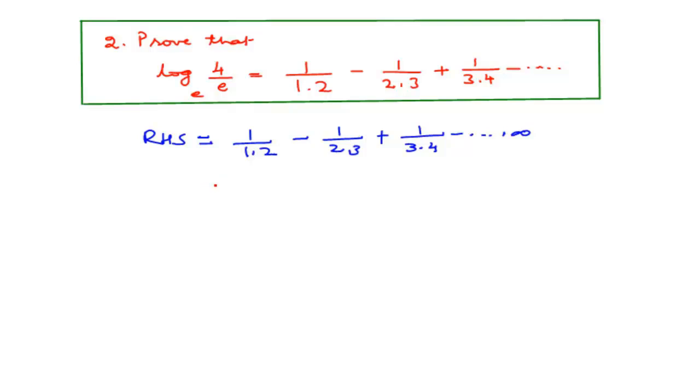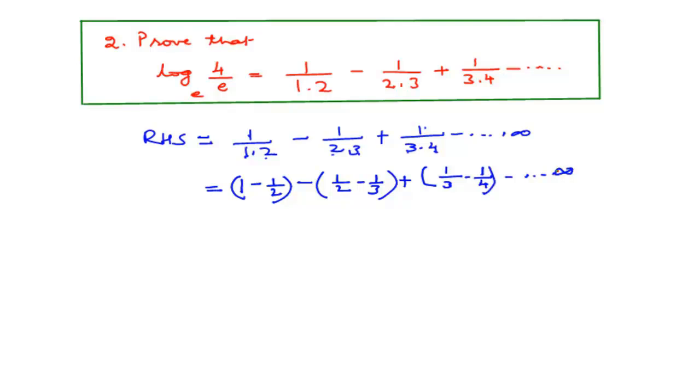Now we see that the first term, that is 1 upon 1 into 2, it can be written as 1 minus 1 upon 2 minus, then the second term, that is 1 upon 2 into 3, it can be written as 1 upon 2 minus 1 upon 3 plus the third term, that is 1 upon 3 into 4, this can be written as 1 upon 3 minus 1 upon 4 minus and so on. This is up to infinity. This is our right hand side.